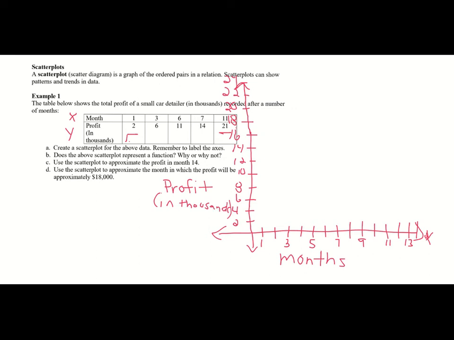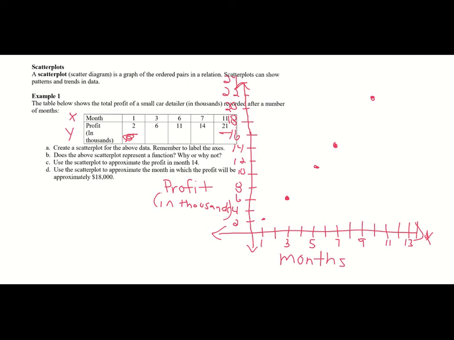Okay, so we have our ordered pair 1, 2, so 1, 2 would be right there. Then we have 3, 6, so I go 3 up to 6. 6, 11, so 6, and then 11 is roughly right in there. We're going to kind of estimate it. 7, 14, and again, if you have graph paper, this looks a lot better. Mine is roughly sketched. 11 and 21, so that's going to be all the way up here. All right, so there's our scatter plot.